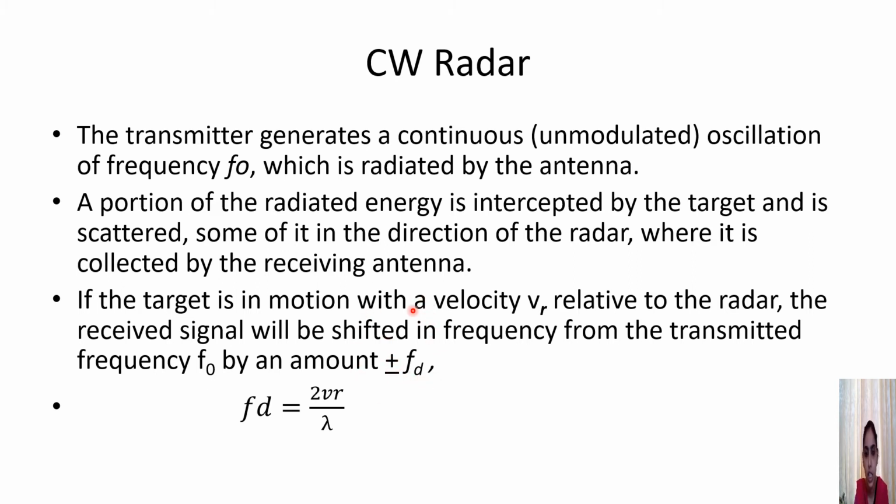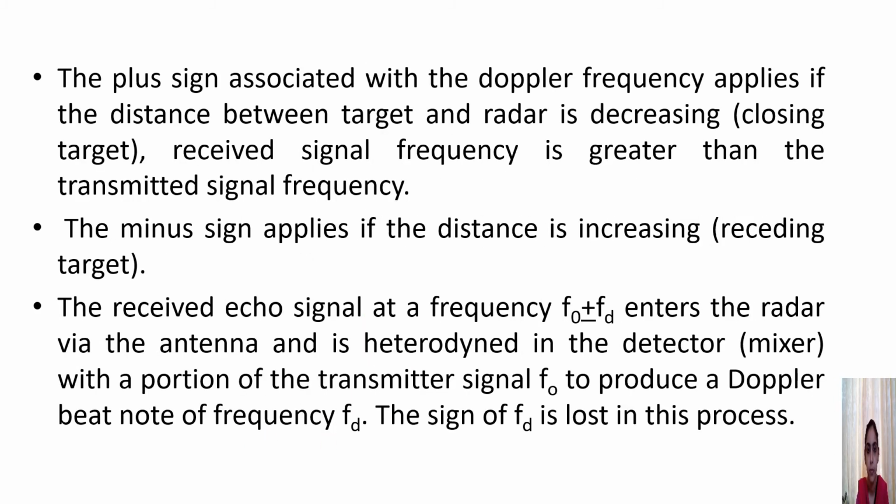We have already seen this concept. So fd can be represented as 2Vr divided by lambda, and the plus sign associated with the Doppler frequency applies if the distance between the target and the radar is decreasing, that is, it is a closing target, where the received signal frequency is greater than the transmitted signal frequency. The minus sign applies if the distance is increasing more and more, that is, it is a receding target.